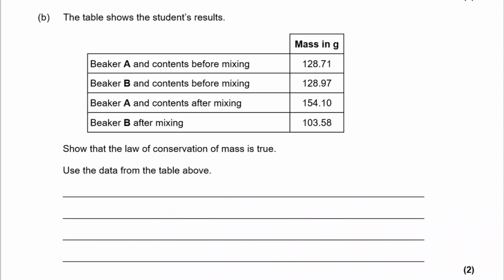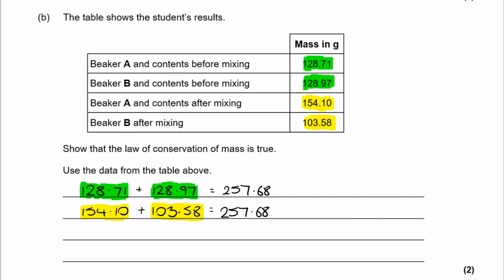Then we move on to part B. We've got a table of results. Show that the law of conservation of mass is true. Use the data. So what we need to look at here is A and B before and after the reaction. And if I add those up, and I've colour coded so you can see the numbers, 128.71 plus 128.97 gives 257.68 grams. And if I do the same with the 2 yellow numbers from A and B after mixing, they also come to 257.68 grams.